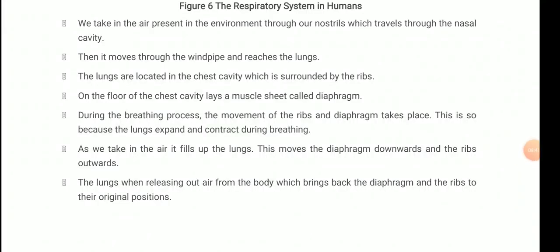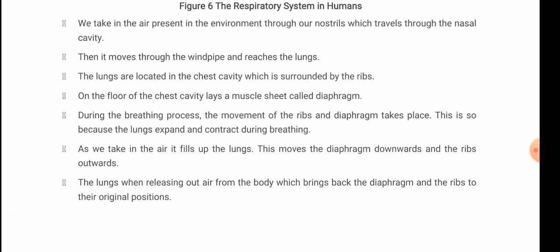As we take in the air, it fills up the lungs, and this moves the diaphragm downwards and the ribs outwards. Definitely, because when the air enters the lungs, the volume will increase. So that's why the diaphragm moves a little downwards and the ribs outwards. Look at the significance of this movement. There is an increase in the volume. It needs to be, because if the lungs need to accumulate air, they need some volume, because we all know air occupies some volume. So the diaphragm moves downwards and the ribs move outwards.